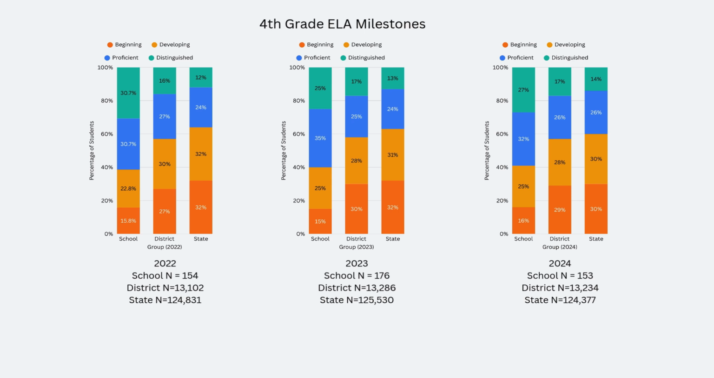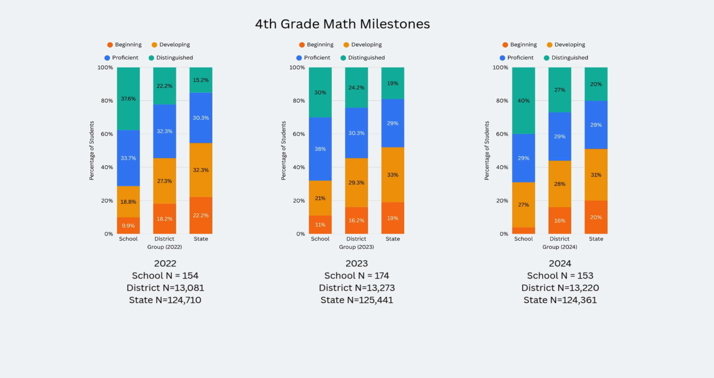Moving on to fourth grade, we see relatively stable results. In fourth grade language arts, our proficient and distinguished bands combined have remained consistently competitive with the district averages. When we look at the math results, our distinguished band was an impressive 40% in 2024. Over the years, we have consistently outperformed both the district as well as the state.